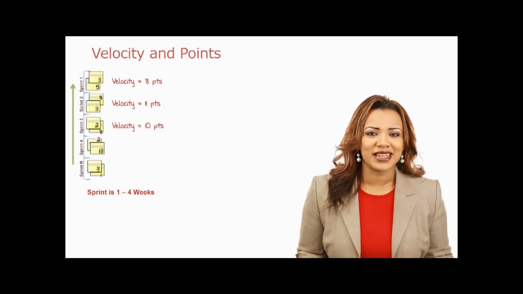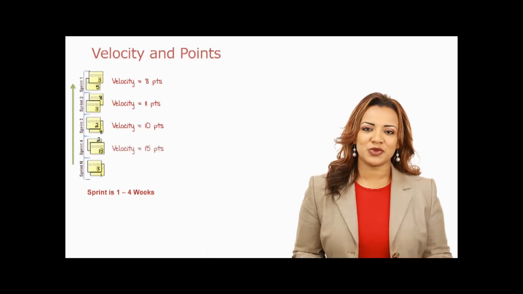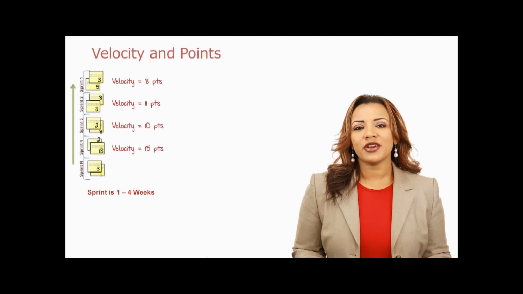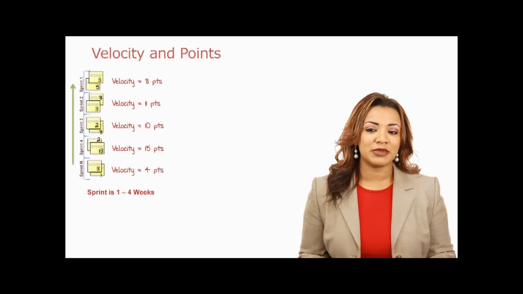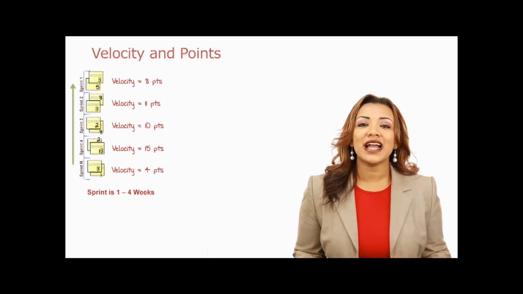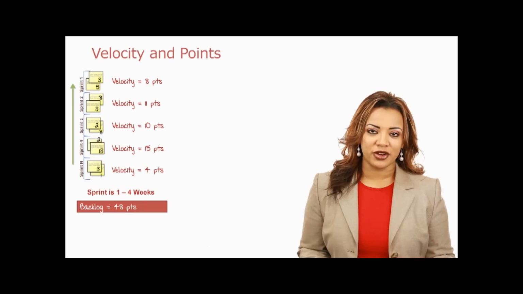Think of them as t-shirt sizes, right? Small, medium, medium, large, large, very large. That's pretty much what they are. Now, every iteration or every sprint has velocity, which is how many points a team is going to get done. So the entire backlog has 48 points in the example that we're looking at over here.